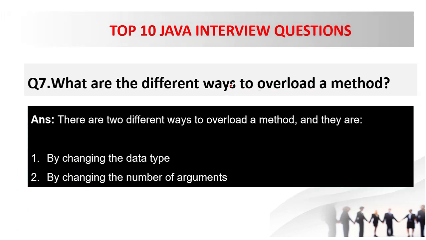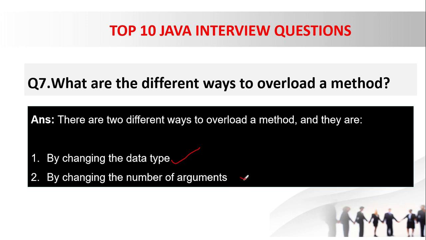Okay, now next question: what are the different ways to overload a method? So what is the meaning of overloading? Overloading is nothing but methods with the same name, but the number of arguments or types of arguments differ in the same class, and then it is called method overloading. So here we have two ways. We can do method overloading by changing the data type of an argument. If we are passing two arguments and the data type is different, then again that is an overloaded method.